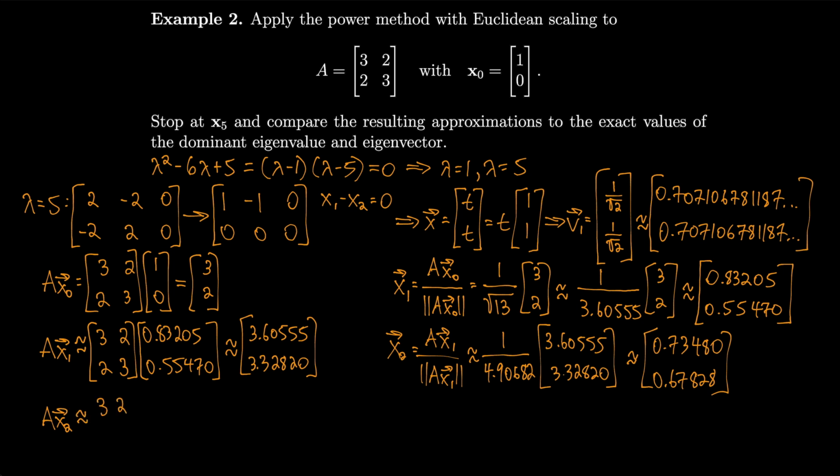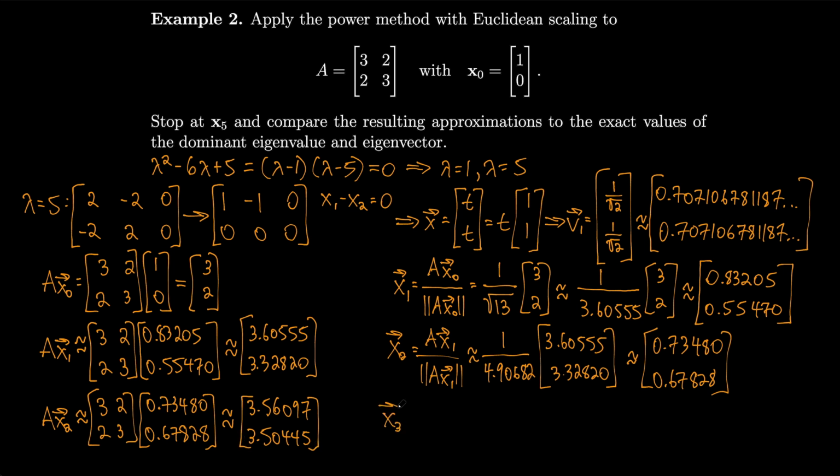So we'll take [3, 2; 2, 3] and multiply by [0.73480, 0.67828], and we get approximately [3.56097, 3.50445].